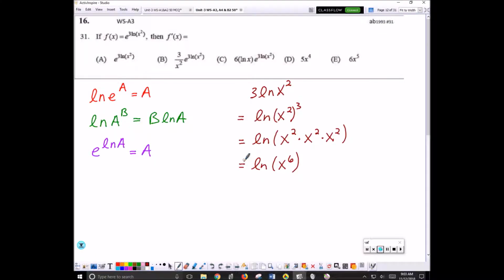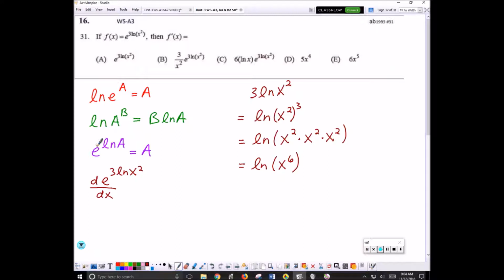If I had e to the natural log of something, I could use the purple rule, but I don't have e to the natural log of something. I'm trying to find the derivative of e to the 3 natural log of something. So the purple rule does not apply. Is it because of the 3? Because of the 3. It has to be e to the natural log of whatever. I can't have an extra constant here. Questions?